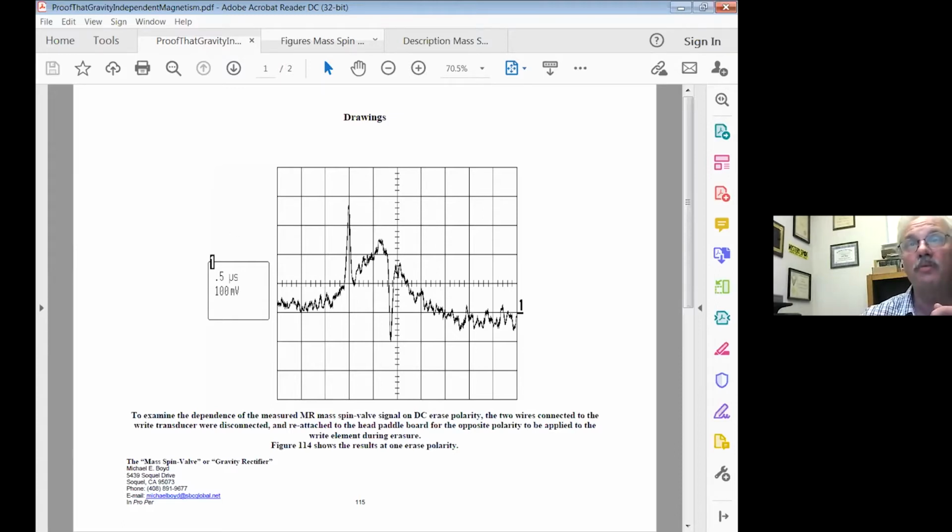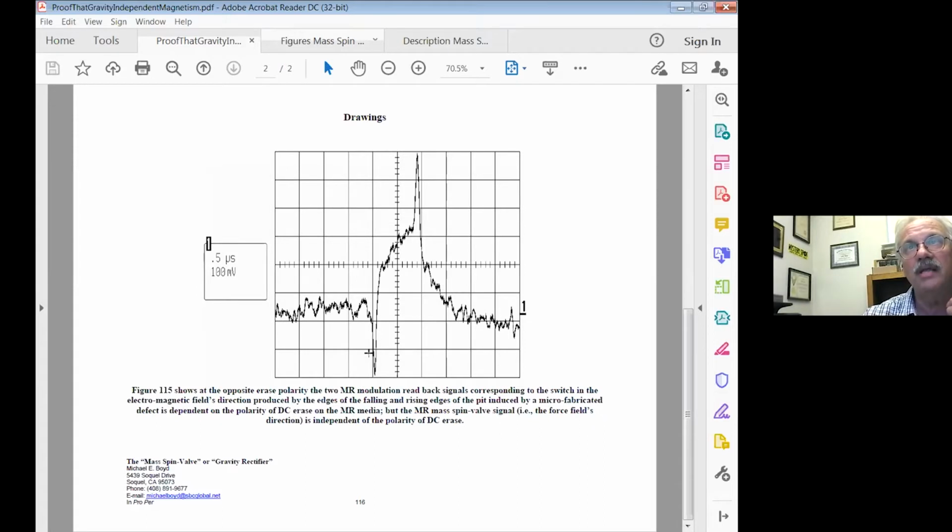And so what we see is when we flip the polarity of the wires in the erase direction, watch what happens to these two little pulses here. They flip, but the gravitomagnetic signal is still the same positive direction. And that's because electromagnetism and gravitomagnetism are not the same thing. They're independent from each other.